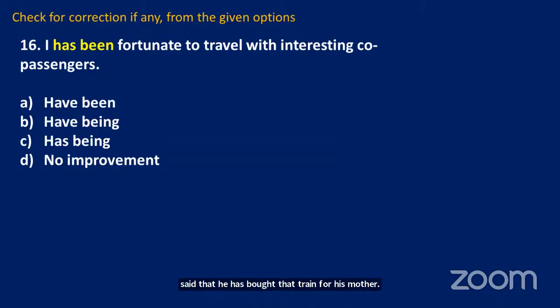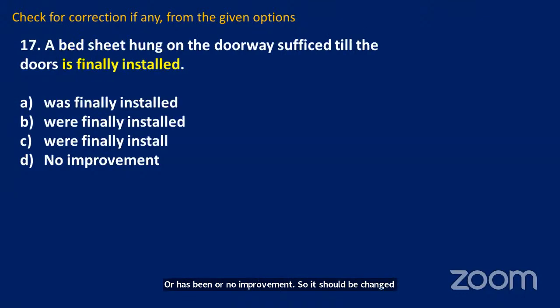I has been fortunate to travel with interesting co-passengers. So this has been must be changed to have been or has been or no improvement. So it should be changed to I have been. All right, see the next question. A bedsheet hung on the doorway sufficed till the doors is finally installed. All right. So is finally installed can be changed to was finally installed or were finally installed or no improvement. It should be were finally installed.